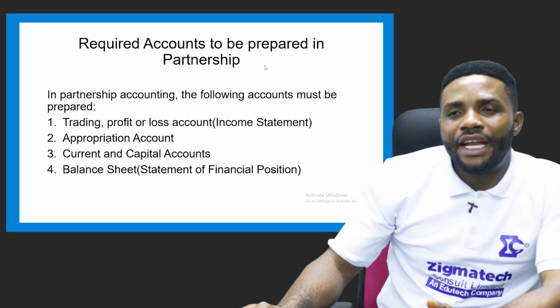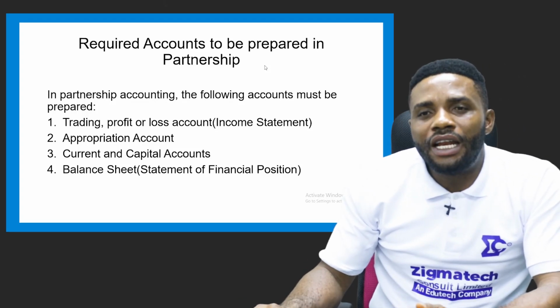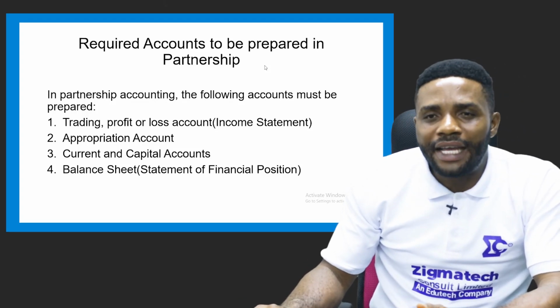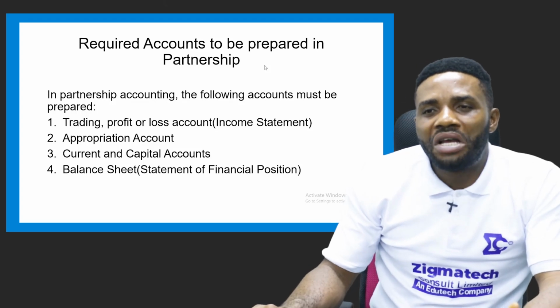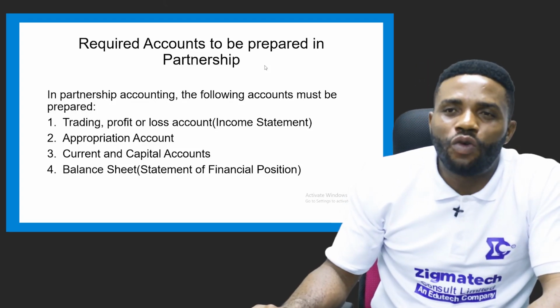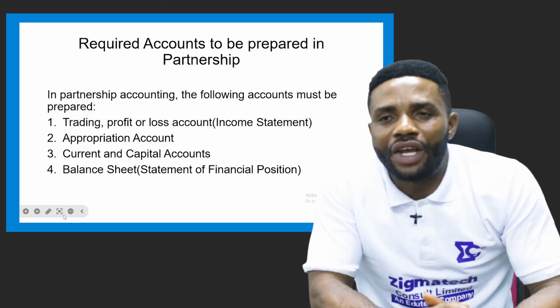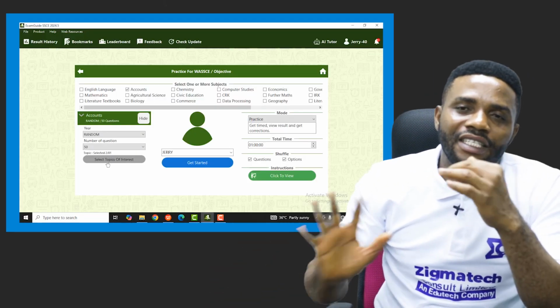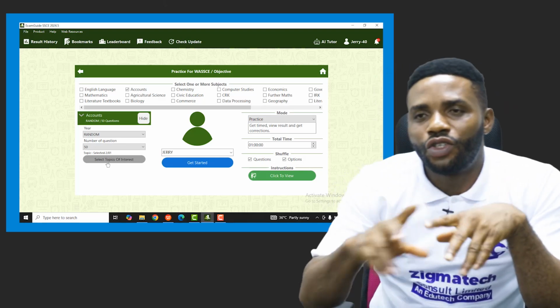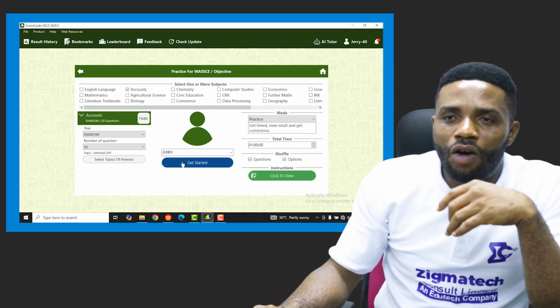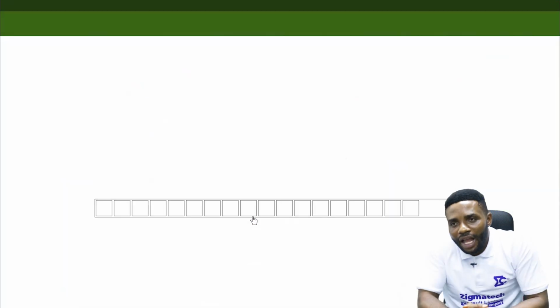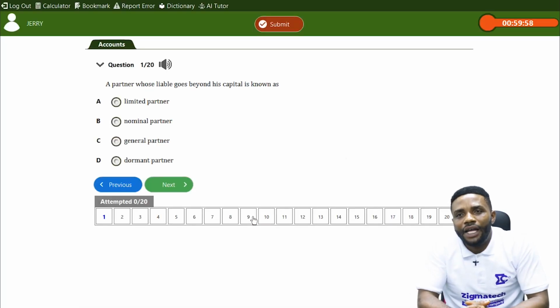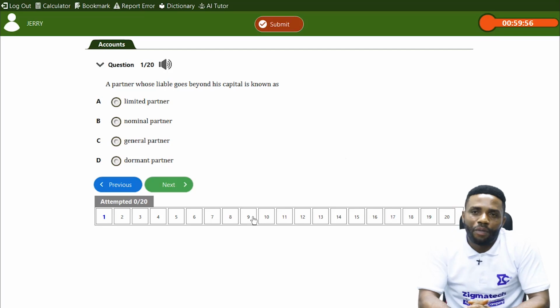But before we end the lesson, can we take a leave to our exam guide to see if we can answer one or two questions to further explain what we have discussed so far. We know we are talking about partnership, and this is the introductory part of partnership. So once you do that, you just click on Get Started, and all the questions under the partnership business will pop up. Question 1.